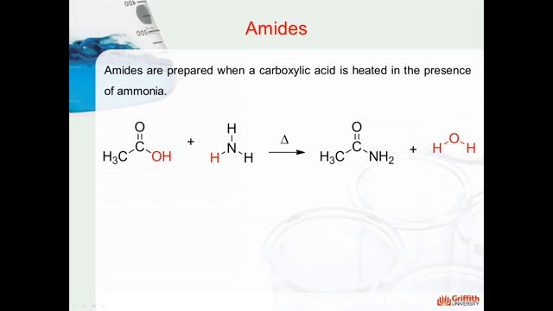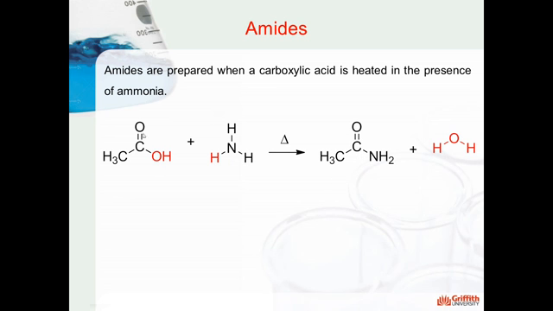Okay, so in this video I'm going to go through amides and the amide bond formation. Amides can be prepared when we have a carboxylic acid and an amine, such as ammonia, that are then heated together and they form this new amide bond here. This is very much a simplification of the actual mechanism that occurs, but for our purposes this is fine.